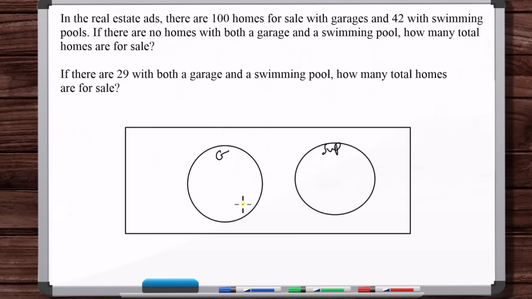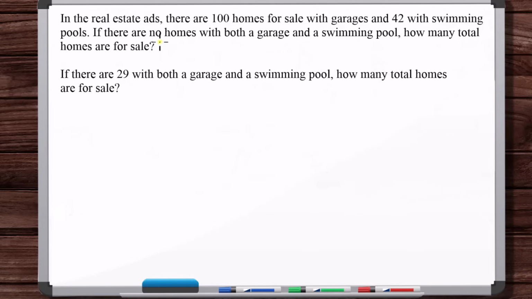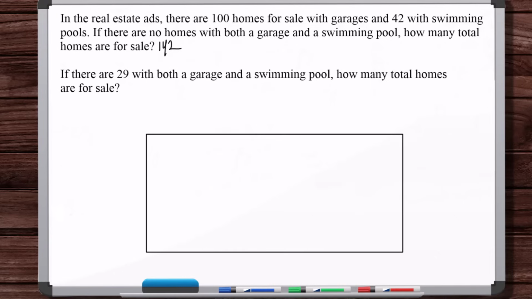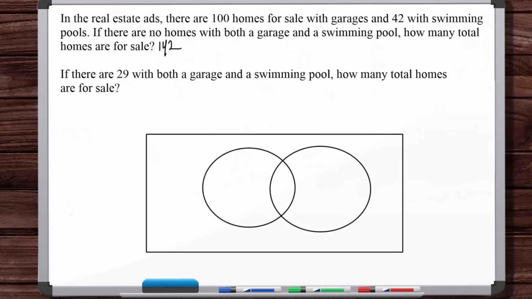Garage, swimming pool, 42, 100. How many total homes are for sale? 142. Okay. If there are 29 with both a garage and a swimming pool, so, okay, let's come back. So now we do have some overlap in this case. So swimming pool, garage, there are 29 with both a garage and a swimming pool.